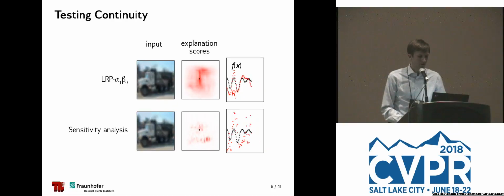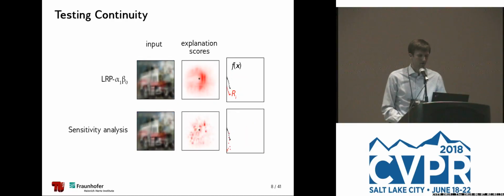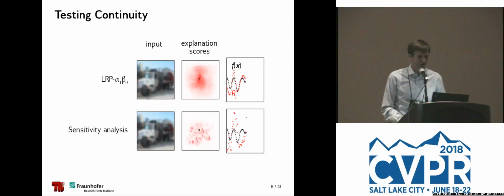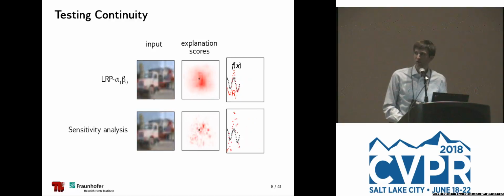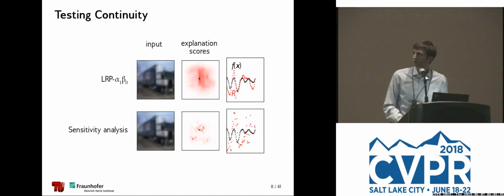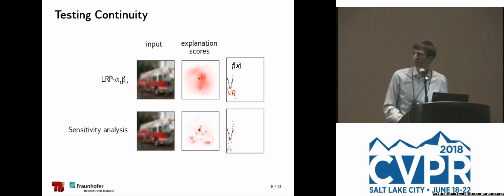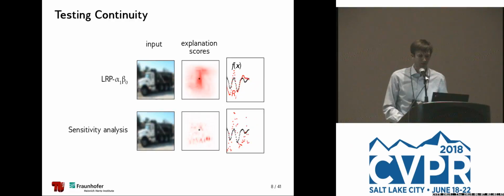On the other hand, you see that methods that are based on the gradient, for example sensitivity analysis, tend to produce a discontinuous explanation. And as a result, if you look at the heat map, it tends to flicker at a much higher frequency than the image is actually changing.